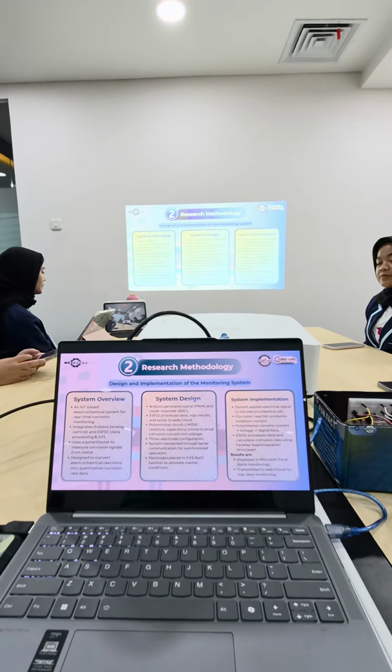For the overview of the system, we use an IoT-based electrochemical system for real-time corrosion monitoring. We integrate Arduino, which handles analog control, and ESP32 for data processing and IoT. We also use a potentiostat to measure corrosion signals from metal. We designed it to convert electrochemical reaction into quantitative corrosion rate data.